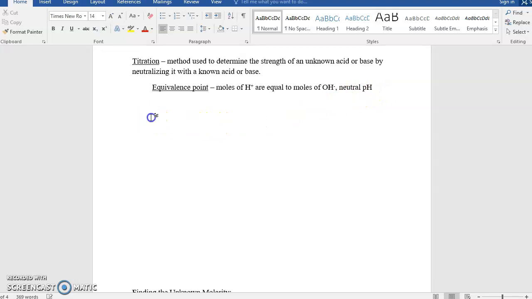So H pluses equal OHs, and that produces a neutral pH. And there's ways to do this in real life. You can use a pH probe and just keep an eye on it, and when it hits 7, you stop adding the liquids. Or you can use chemicals that change colors at certain points, stuff like that.